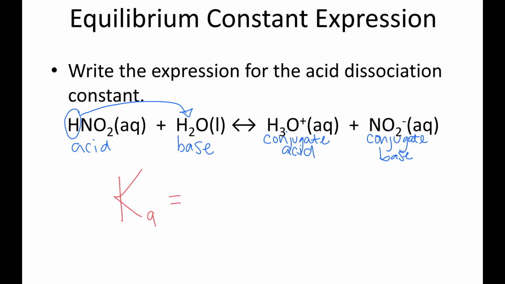So Ka equals, it is always going to be products over reactants. So we're going to write our products first. So hydronium plus nitrite. Okay, those are our products. Notice they are in square brackets. They are not normal parentheses, square brackets.